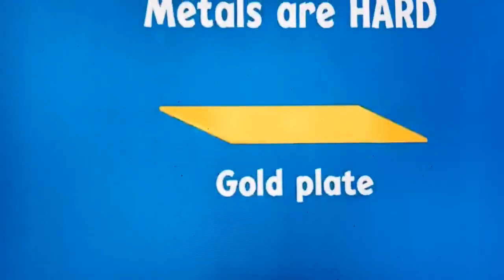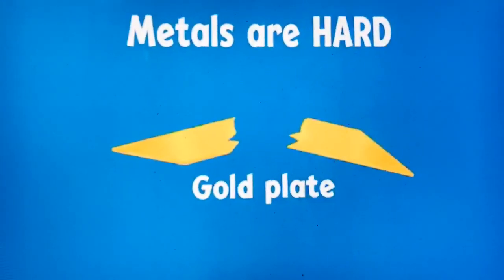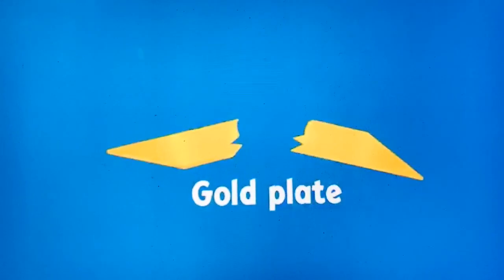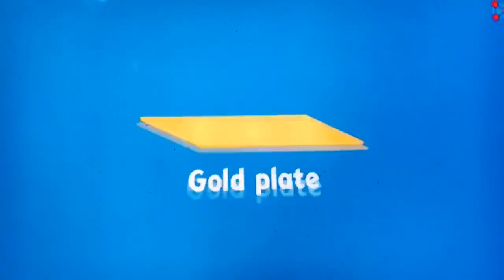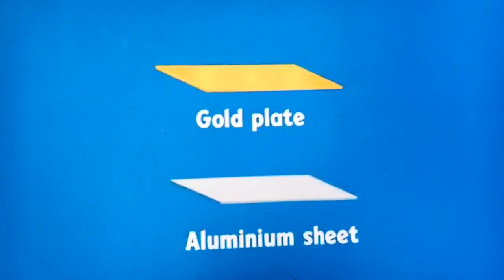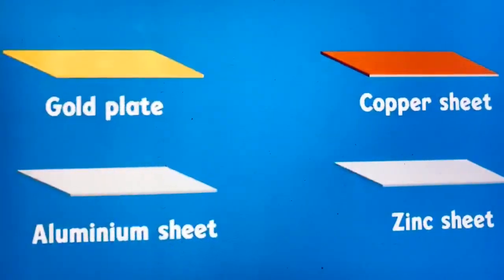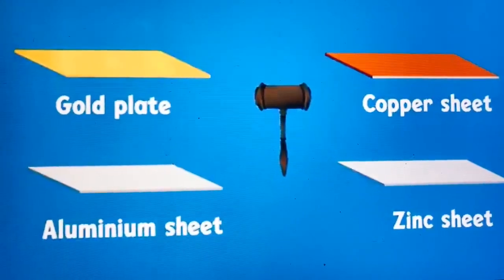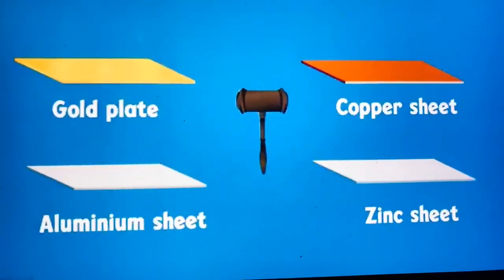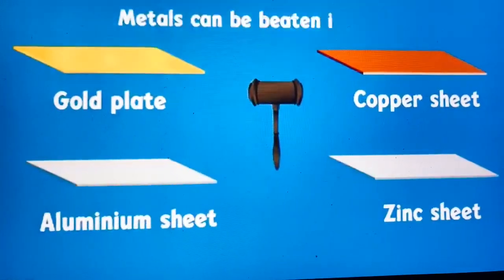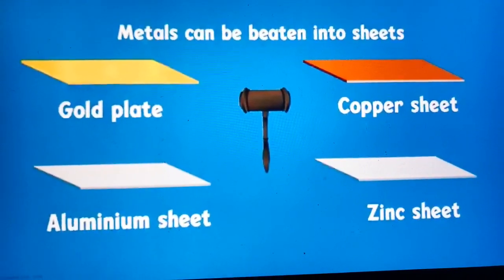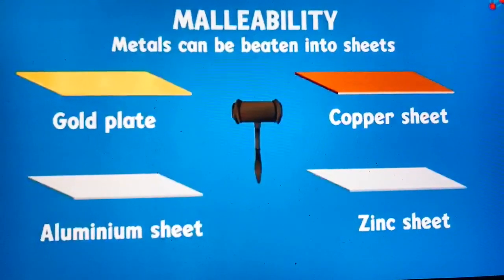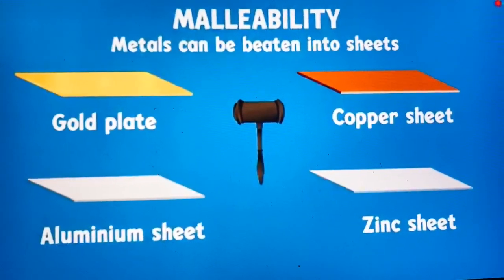A very thin plate of gold, for example, can be easily broken with a little pressure. Plate? Did I say plate of gold? How do you think huge aluminium sheets are made? Or sheets of copper or zinc? If I take a hammer and beat them, will they break or will they turn into sheets? It is the amazing property of metals to be beaten into sheets. And we call this property of metals as malleability of metals. Most metals can be beaten into thin sheets.